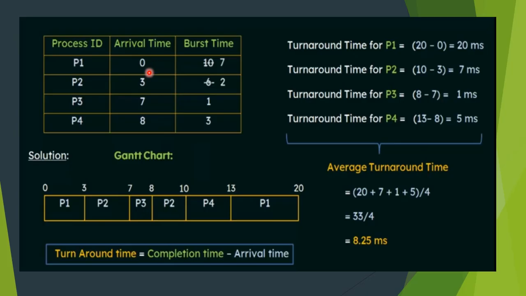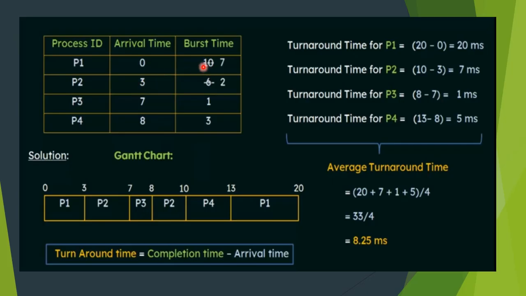So which means process 1 had a burst time of 10 units, meaning it was supposed to use the CPU for 10 units of time. However, at exactly 3 seconds or milliseconds or 3 units of time, when it had just run, when it had used the CPU for only 3 units of time, process 2 arrived.